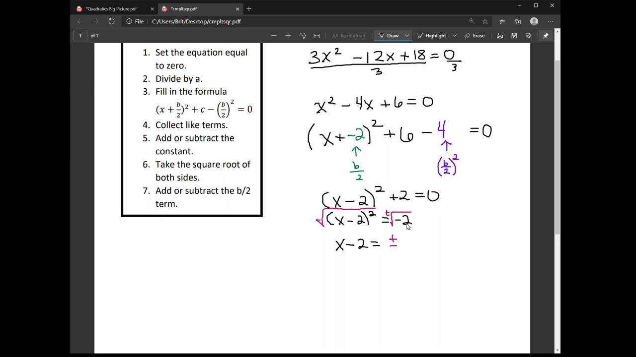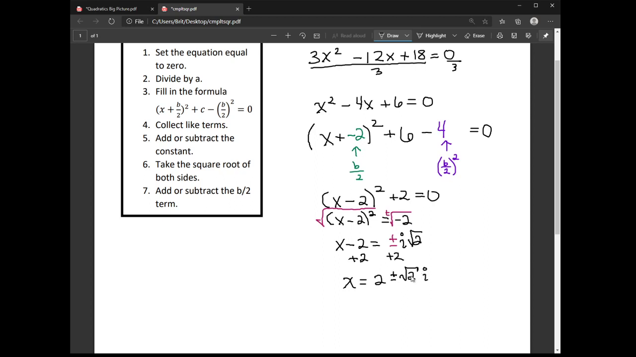Now to take the square root of a negative number, I have to pull the negative out by calling it an i. And then the square root of 2 doesn't simplify, so it stays as the square root of 2. And then my last step here is to add or subtract this term. Here, because it's subtracting, I'm adding it, so I get x equals 2 plus or minus, I'm going to move my constant in front of my i, so the square root of 2 i.